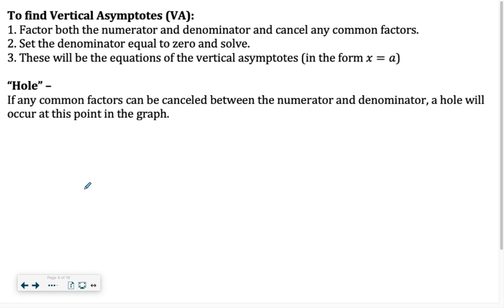Okay, so now let's take a look at finding vertical asymptotes, right, from an equation or algebraically. So what we first want to do is factor both the numerator and denominator and cancel any common factors. Then after I've canceled any common factors, I'll set the denominator equal to 0 and solve. These will be the equations of the vertical asymptotes. Now, an important note, if we are able to cancel any common factors here in step 1, that creates a hole in the graph. So let me show you an example of that.